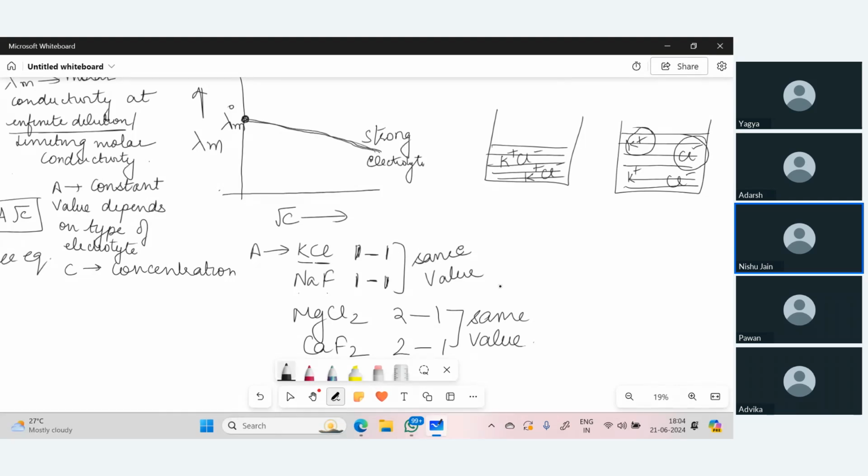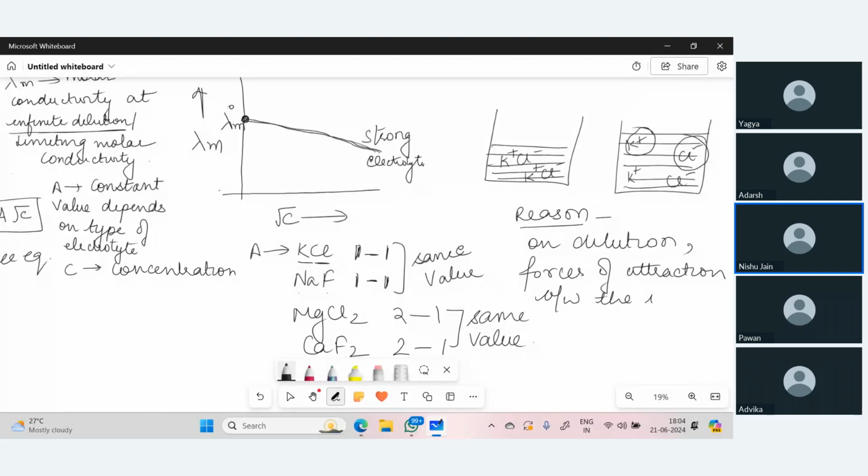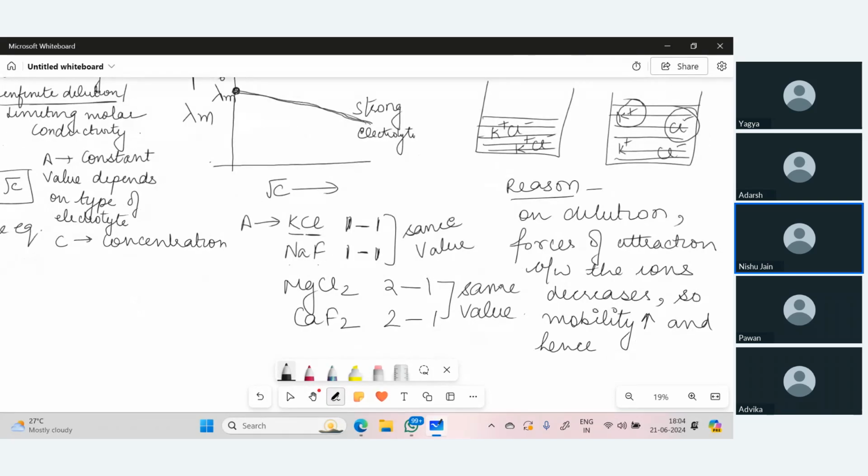So I will explain the reason. On dilution, forces of attraction between the ions decrease. So mobility increases. Hence molar conductivity also increases.